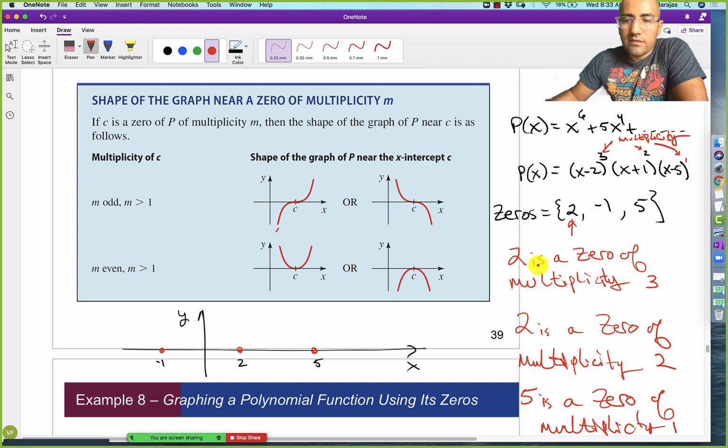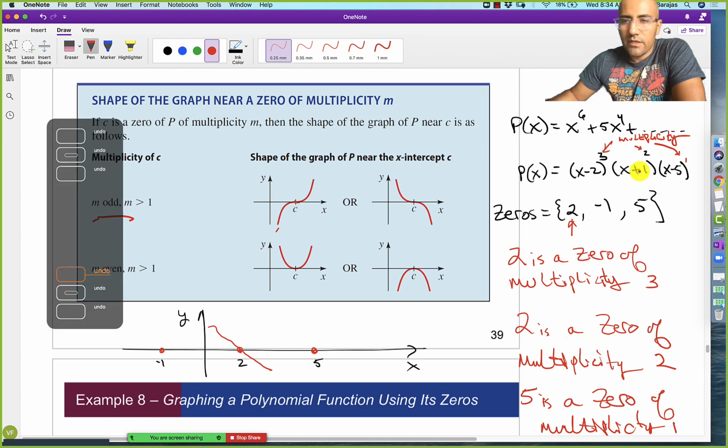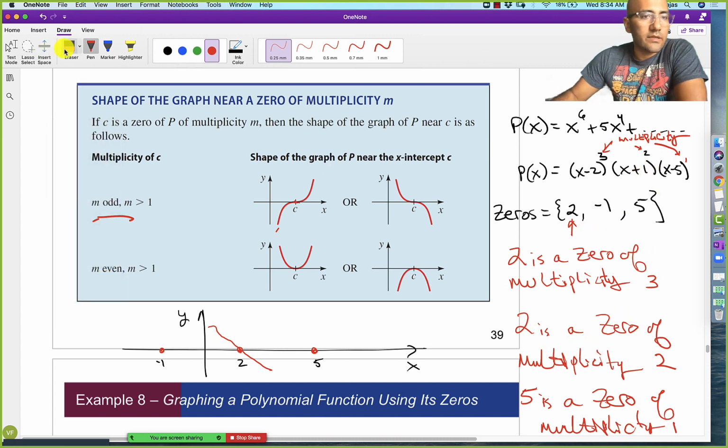These are definitely 3 points on my graph. This is saying that because the multiplicity is odd at 2, my graph will either come from this direction and punch through to the other side, or maybe it'll come from this direction and punch through to the other side, because it's odd. Oh, this is a mistake. This should be -1. Nobody said anything. This right here should be a -1. -1 is a 0 of multiplicity 2.